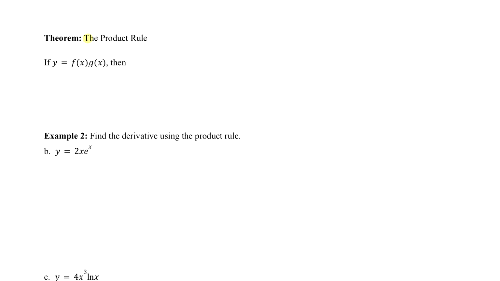As we saw in the last video, the derivative is not going to distribute nicely over multiplication or division. We're going to have to use this new derivative rule called the product rule to help us with functions that cannot be simplified. So the product rule says if y equals f of x times g of x, if we're multiplying those two functions together, then the derivative y prime is equal to f prime of x times g of x plus f of x times g prime of x.